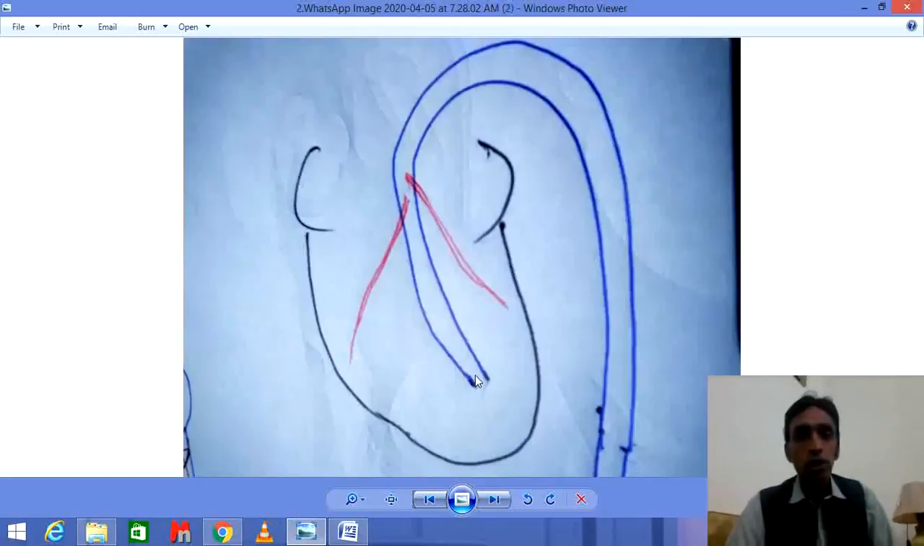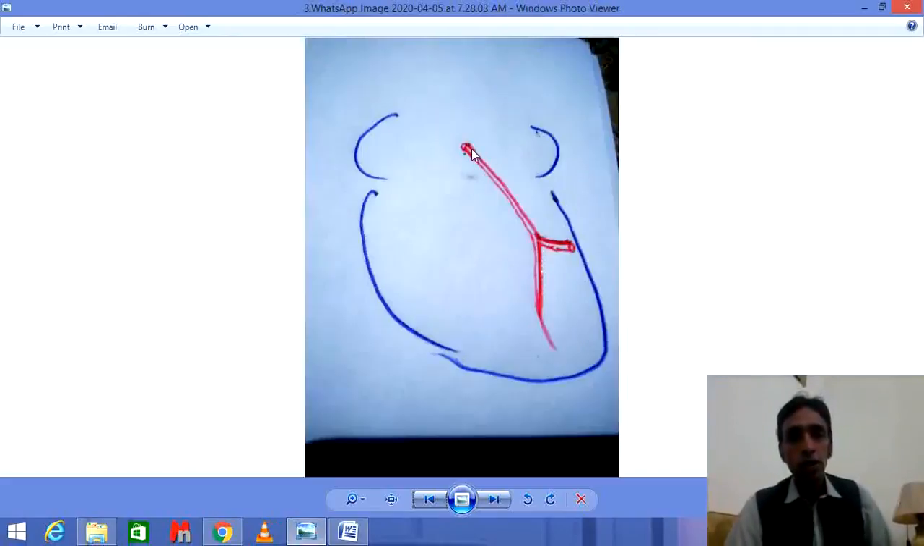The coronary arteries rise from the aorta. This is the aorta, which arises from the left ventricle of the heart. This is the right coronary artery, and this is the left coronary artery, which arises from the aorta. Now, going to the detail, this is the left coronary artery.